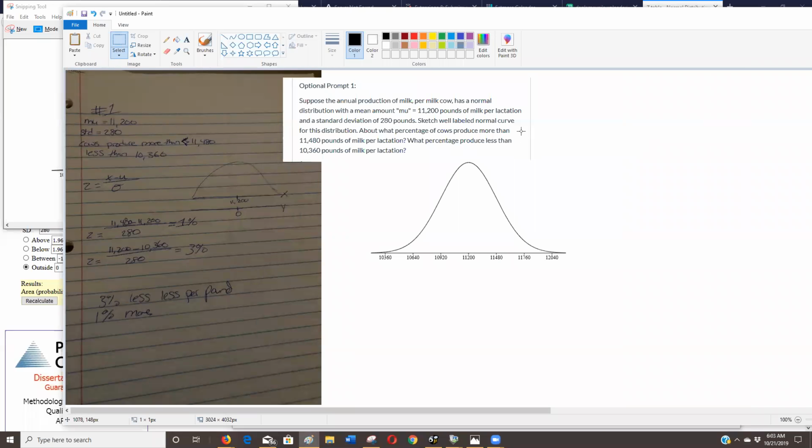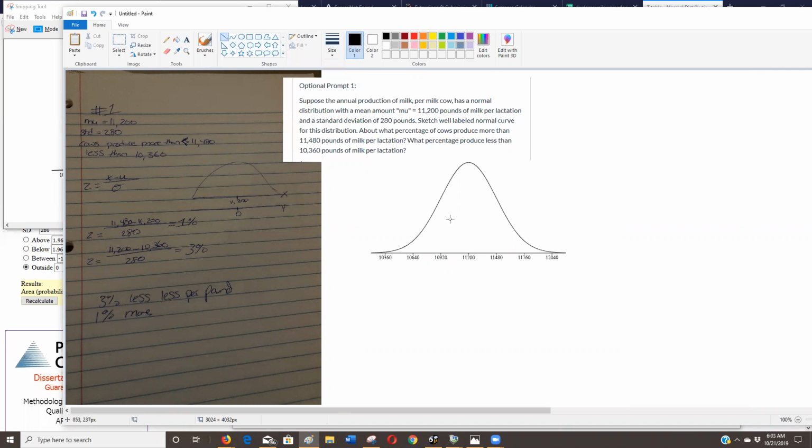Okay, so here's that first question about the cows. One of the things I want you to be able to do is know how to make a, quote, well-labeled sketch of a normal distribution. The way we make a well-labeled sketch is basically trying to use the empirical rule with this.